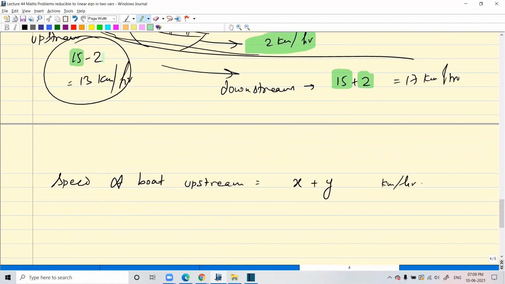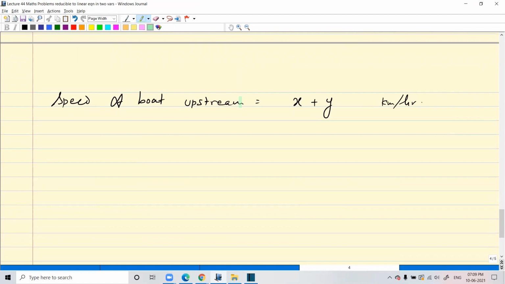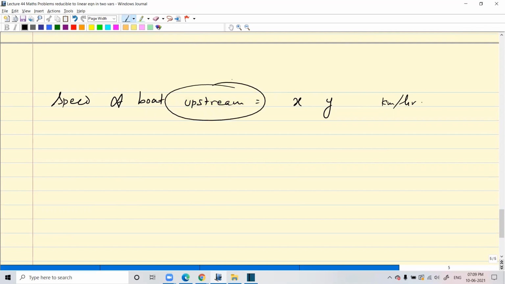And when we are going upstream, it will become x minus y. So this I have written as upstream. Yes, I understood. So this is upstream. That's what you're saying, right, Kavya? Yeah, it will be minus. While going upstream, the river is going against us. So we have to do x minus y.